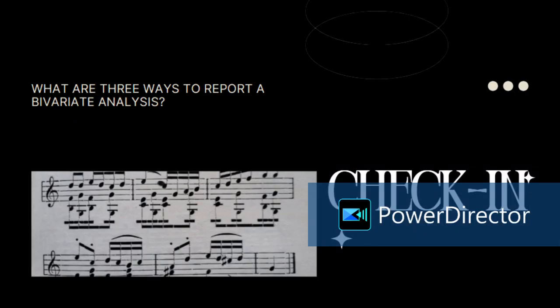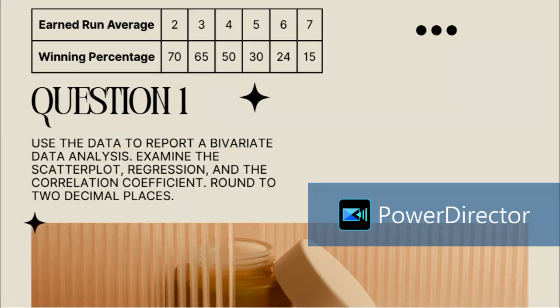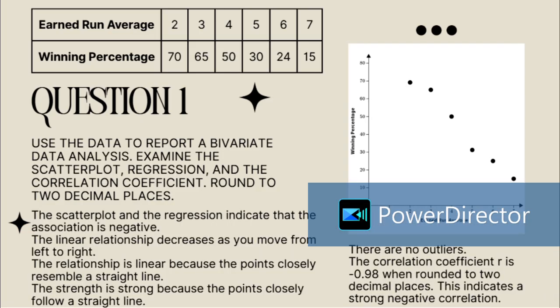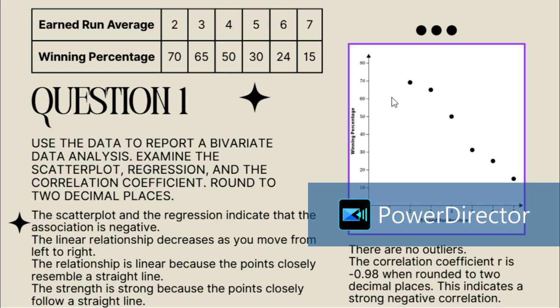Check in. What are 3 ways to report a bivariate analysis? You can use scatter plots, you can use the regression, and you can use the correlation coefficient. Here's question 1. Use the data to report a bivariate data analysis. Examine the scatter plot, regression, and the correlation coefficient. Round to 2 decimal places. This is all you, so pause the video, figure it out, come back. Okay, the scatter plot and the regression indicate that the association is negative.